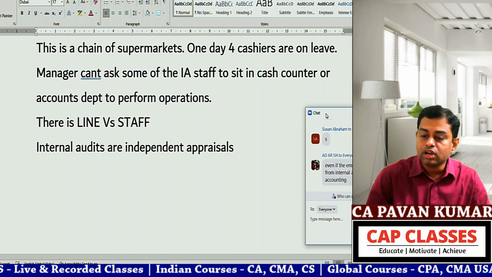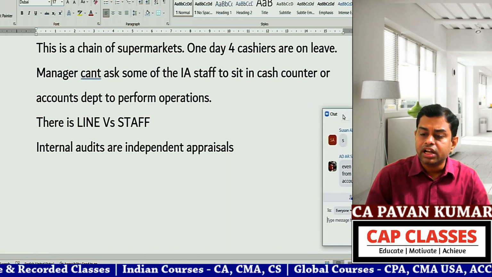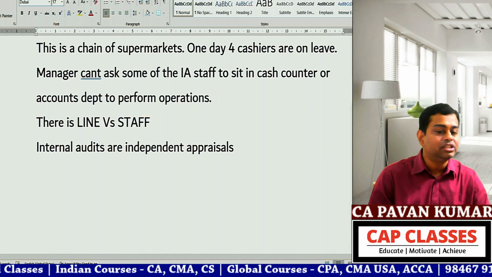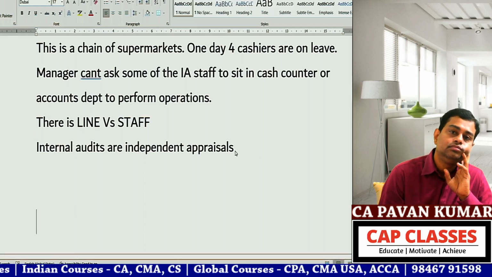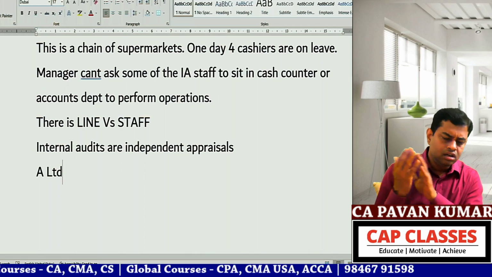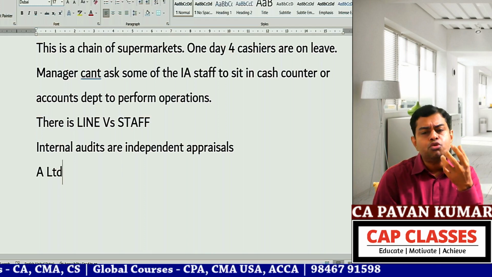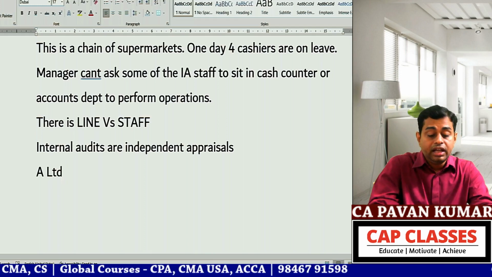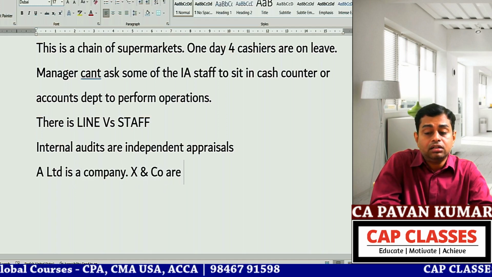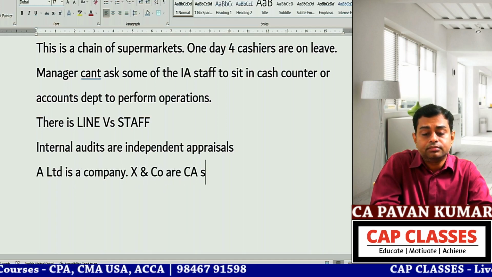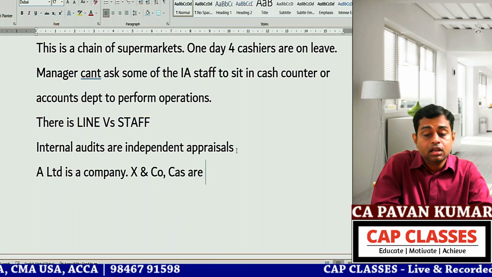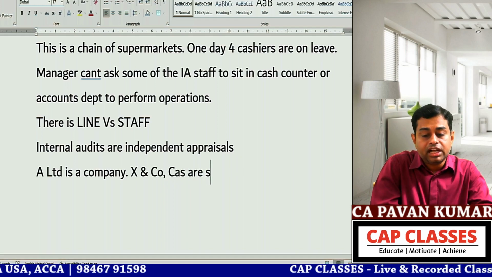Adarsh is asking a doubt: even if an employee quits from internal audit and joins accounting? No, not possible. Even if you resign from here also, there will be some cooling period. See, I'll tell you one thing, okay? There is one A Limited. This is an example from company audit and professional ethics, but just to make you understand, I am telling you something here. A Limited is a company. X and company are chartered accountants and statutory auditors.